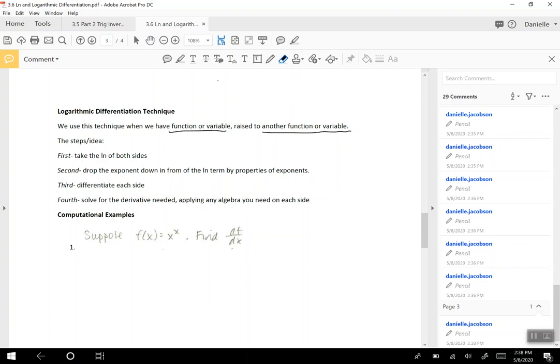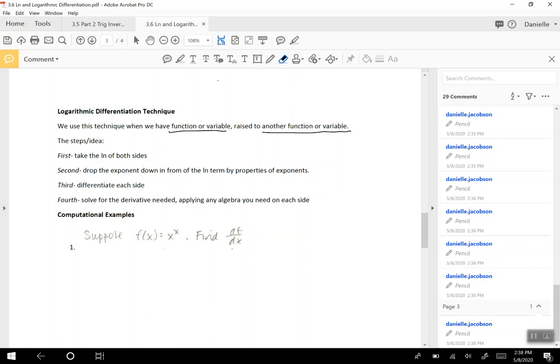In this technique, which I'll go through a couple of times, the first thing that you're going to do is take the derivative of both sides. Sorry, take the natural log of both sides. What that does is allow the exponent to drop down, so then you don't have to worry about it being stuck up there anymore. After you do that, you'll differentiate both sides, and then you're going to have to do a little bit of algebra to solve for the derivative.